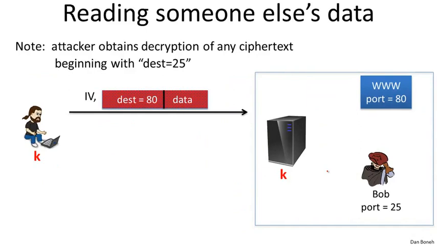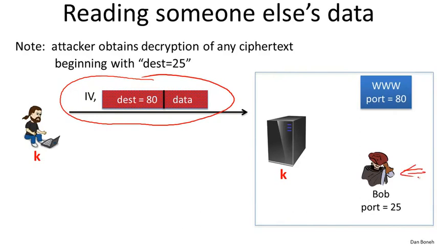And let's see why. Imagine the attacker intercepts a certain packet that's intended for the web server. In other words, it's an encrypted packet intended for port 80. Remember that the attacker can actually receive the decryption of any packets intended for port 25, because the TCP stack will happily decrypt packets for port 25 and send them over to Bob, who's listening over here.